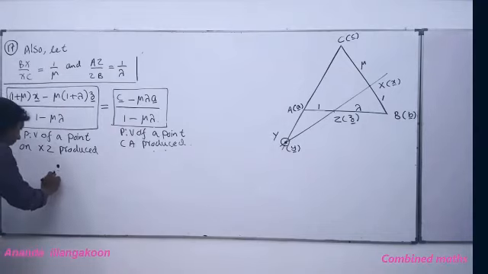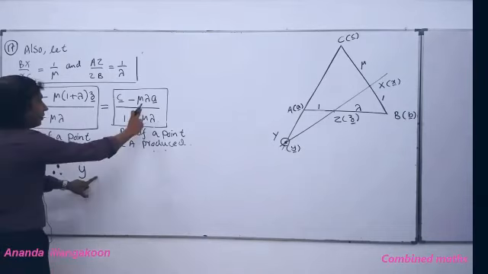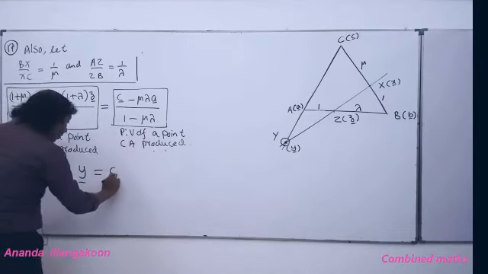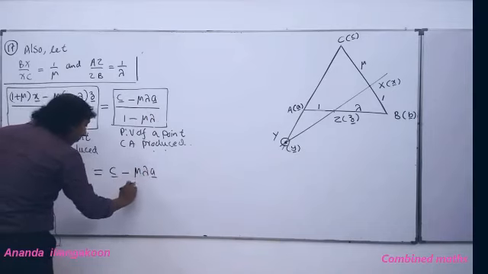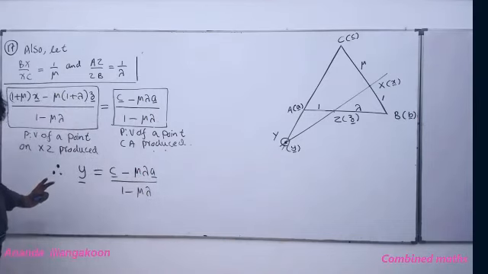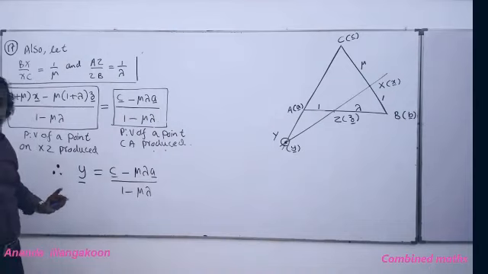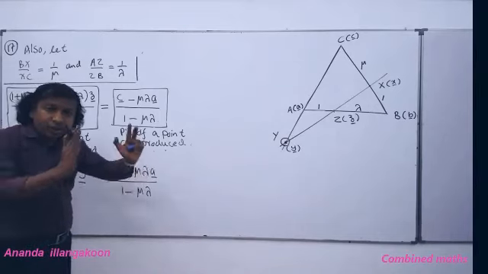Therefore, small y vector, what is small y? Position vector of the point capital Y. It is this: C minus mu lambda A divided by 1 minus mu lambda. Okay, people, now I am going to bring this vector relation to a line.